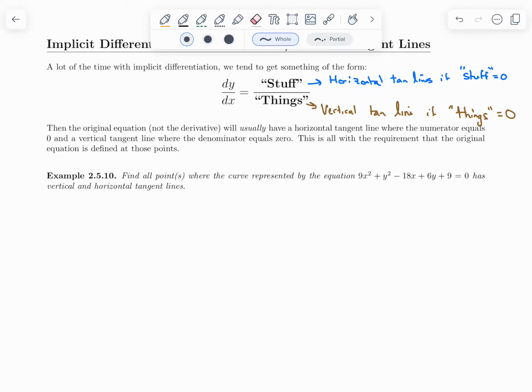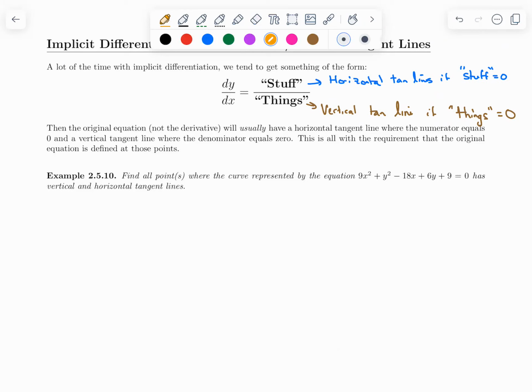So find all the points where the curve represented by the equation 9x squared plus y squared minus 18x plus 6y plus 9 equals 0 has vertical and horizontal tangent lines. Does anybody know what that curve is off the top of their head? I'll give you a hint. You encountered it in Math 127 in trig. Yeah, it was in the conic sections. Because it has an x squared plus a y squared, that's an ellipse.